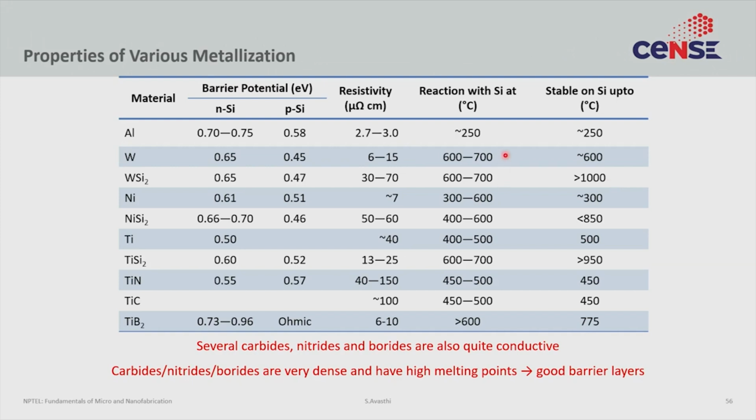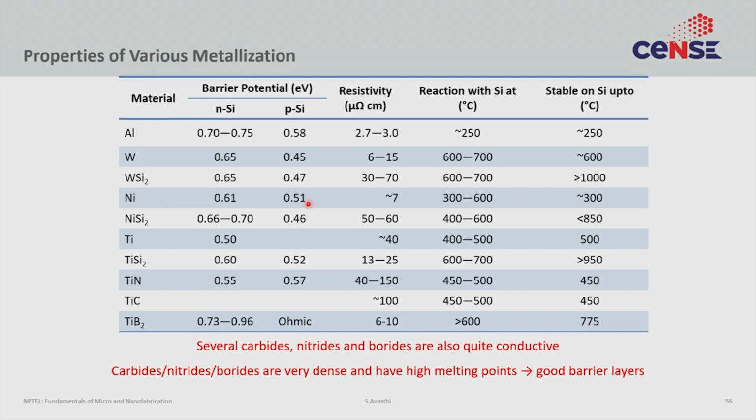If you cannot tolerate these high temperatures because you have other metals that may start diffusing into the system, you cannot use tungsten. So, you start looking at other metals that form silicide at a slightly lower temperature, maybe not as low as aluminum, but maybe not as high as tungsten. So, a common one that people look at is nickel. Nickel also has a lot of those same properties. It gives you a barrier potential with both, but relatively small values, not 0.8, 0.9, but 0.4, 0.5.